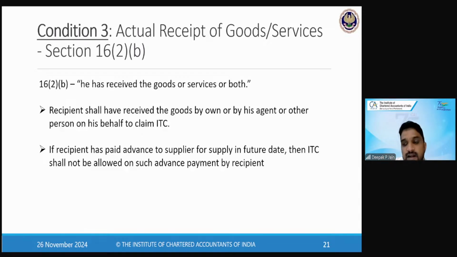If recipient has paid advance to the supplier for supply in future date, you're given advances. Can you claim the credit? You cannot claim the credit because you have not received the goods. For the supplier of service, the time of supply is that he should pay GST on advance. So he will pay GST on advance, but you are the recipient. You cannot claim credit on advance. You should claim only when the actual service is received.